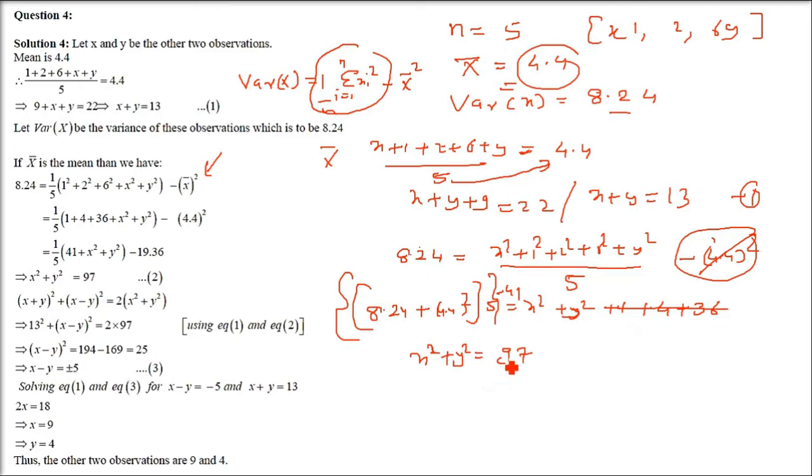Okay. Now x square plus y square is 97. We already have x plus y equals 13. So how to get this? We will apply the formula. Please remember, x plus y whole square plus x minus y whole square equals 2 into x square plus y square. This is known to us.